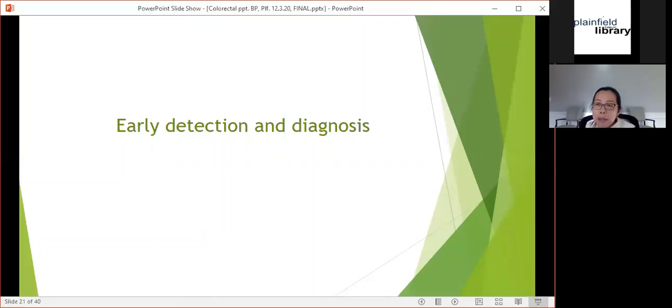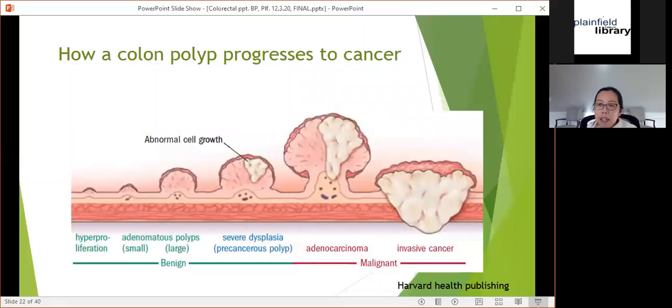Now we are going to talk about early detection and diagnosis. Next, please. This picture from Harvard Health Publication shows how a colon polyp progresses to cancer. The tumor starts with hyperproliferative cells, then becomes adenomatous polyps, from small to bigger, then severe dysplasia, which is a precancerous polyp, then adenocarcinoma and finally invasive cancer. Next, please.